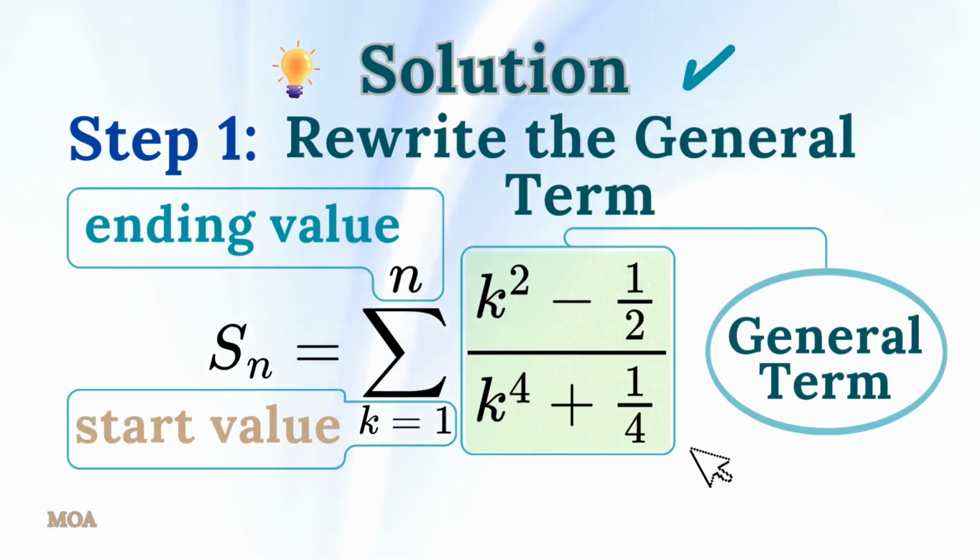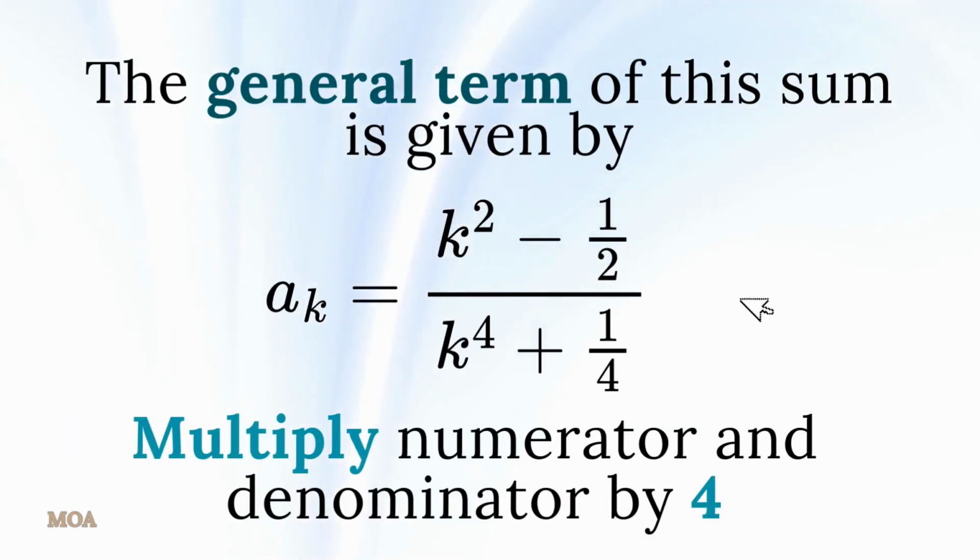Now, let us begin the solution of this sequence, denoted S sub n, which equals the sum from k equals 1 to n of the quantity (k squared minus 1/2) over (k to the 4th power plus 1/4). Many students ask me, where should we start this problem? Well, the general term of this finite sum is given by a sub k equals (k squared minus 1/2) over (k to the 4th power plus 1/4).